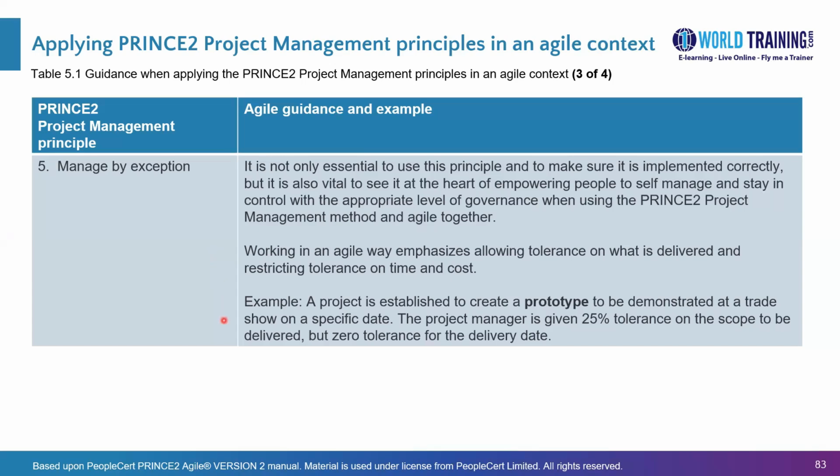A good example of this is that a prototype is created, which can be demonstrated at a trade fair, but it must happen on a specific date. And therefore, it's possible that the prototype functionality can have some tolerance on what is to be delivered, but the delivery date is fixed. So there is zero tolerance on the delivery date because the show is fixed as an event on a specific date.